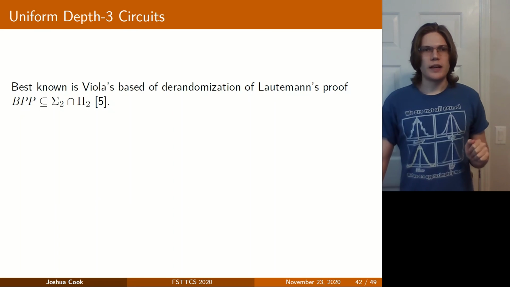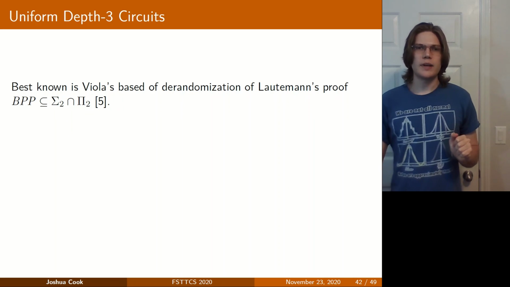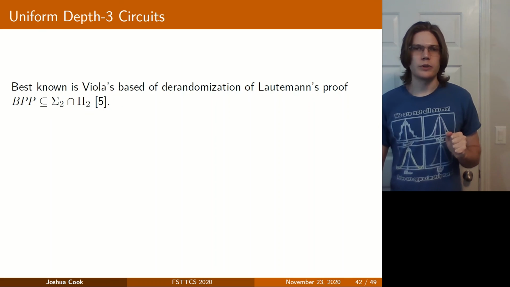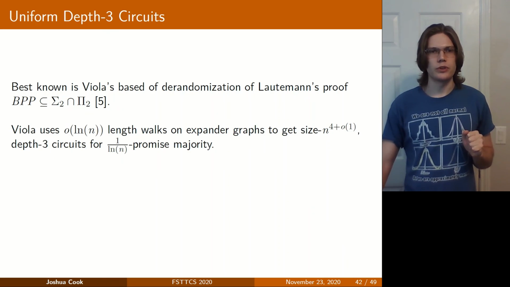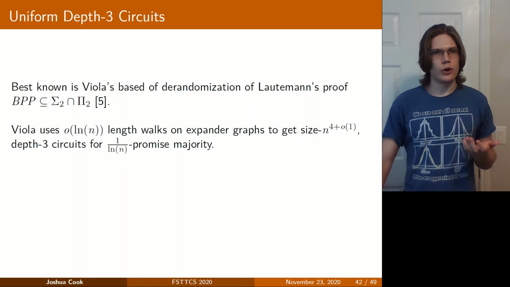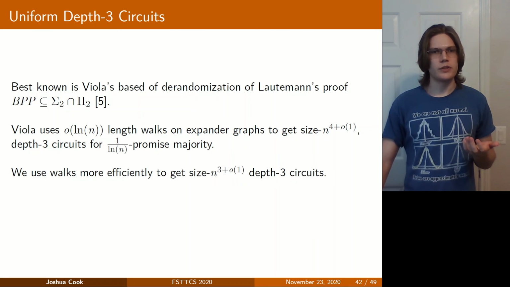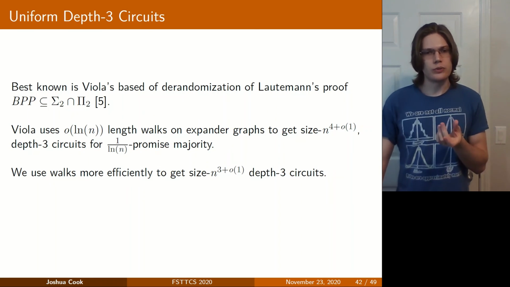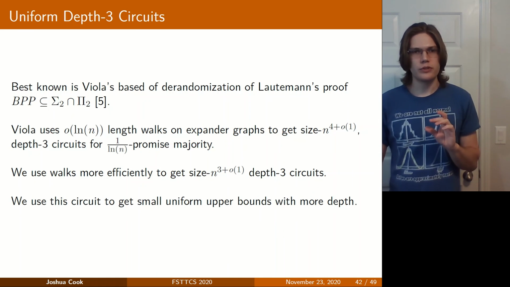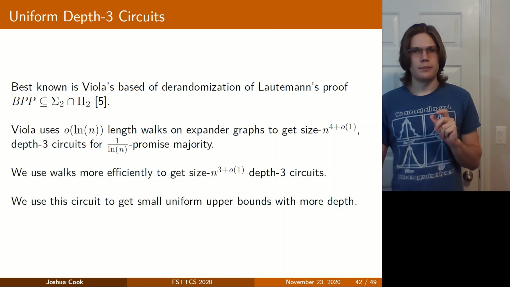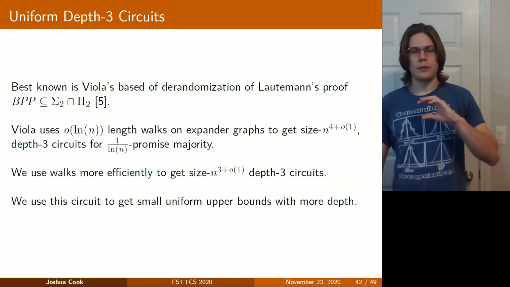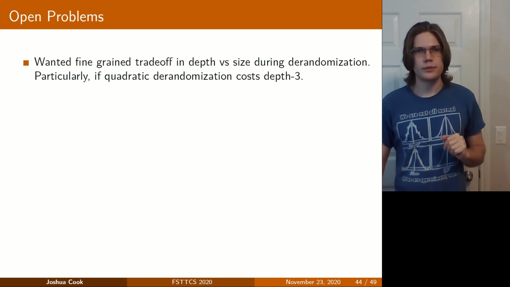Okay, so the best known depth 3 uniform circuit, because we want uniform circuits, comes from Viola, and it uses random walks on expanders to get the promise. We use a more efficient way to use those random walks to get our depth 3 circuits, and then we use those to get our small uniform upper bounds for larger depths.